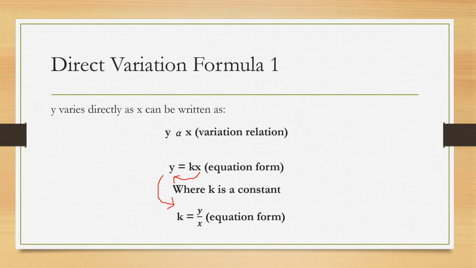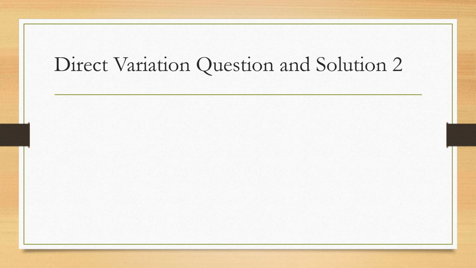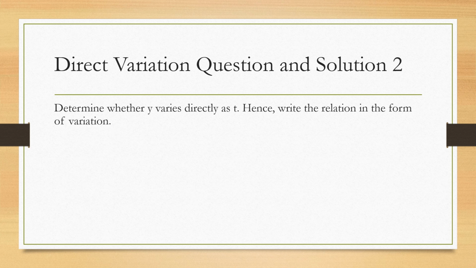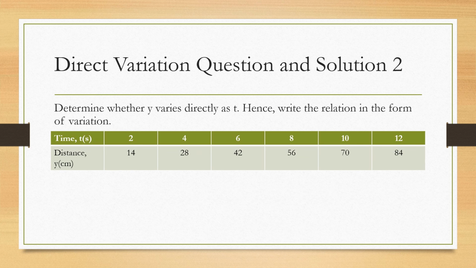Next is direct variation question and solution for 2. Determine whether y varies directly as t. Hence write the relation in the form of variation. Time and distance is the question. So what we need to do is y over t to find the answer.